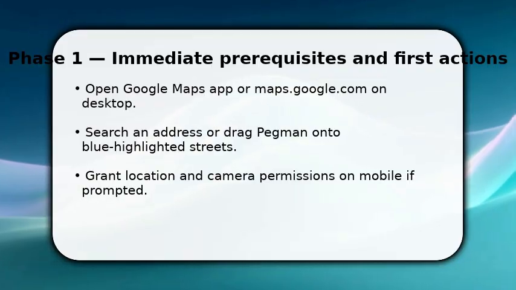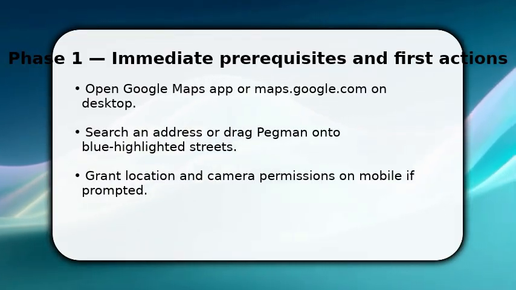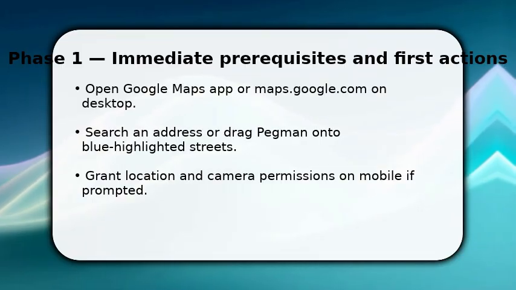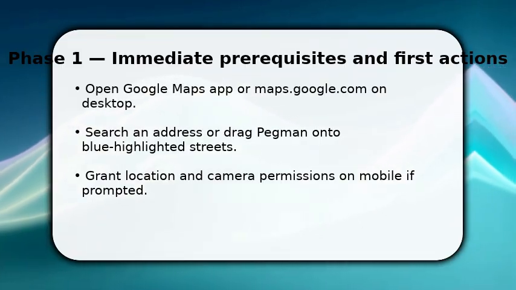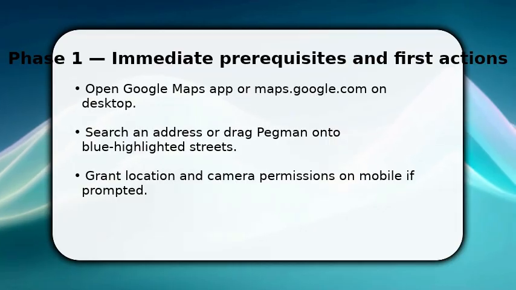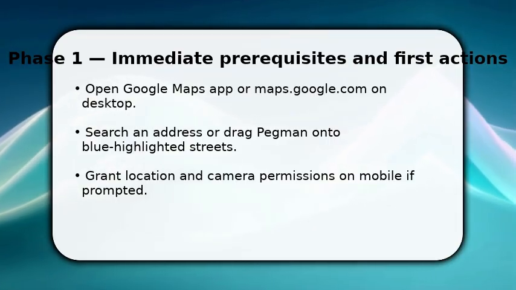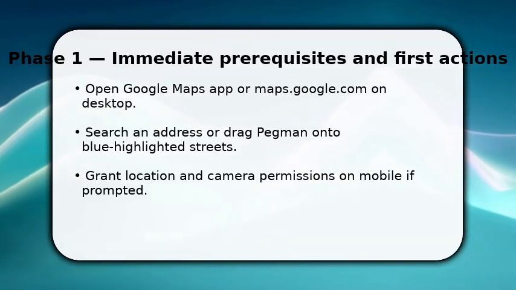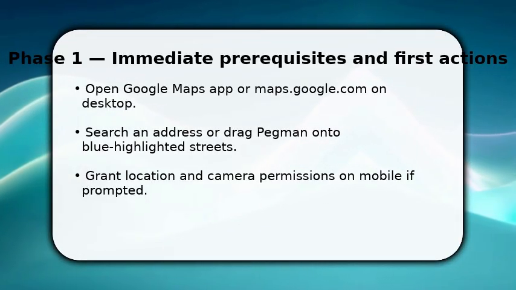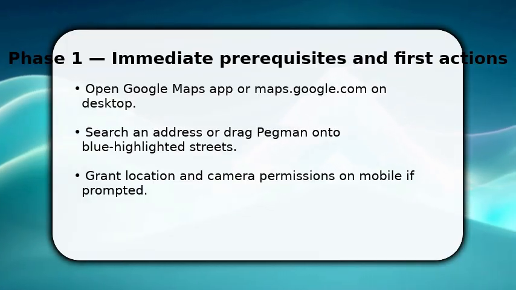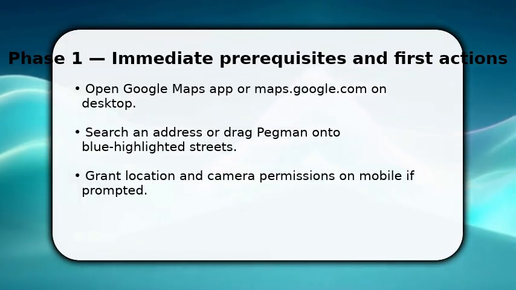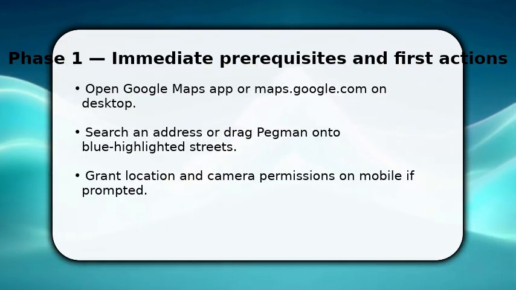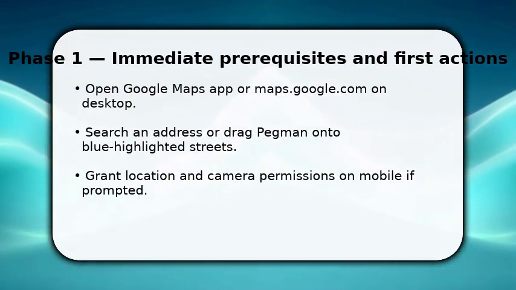You're starting Street View now. Open Google Maps and type the address or place you want to inspect. Once results load, drag Pegman on desktop or tap a blue dot on mobile to drop into Street View. This immediately shows ground-level imagery. Make sure to allow location and camera permissions so the app can center you accurately. If imagery doesn't appear, try zooming in or searching a nearby intersection. These first steps get you from map to immersive street level view fast and reliable.